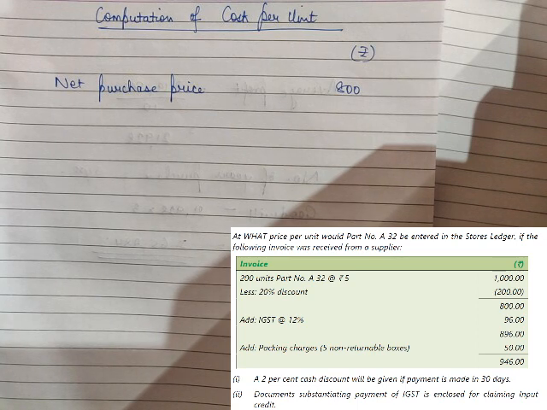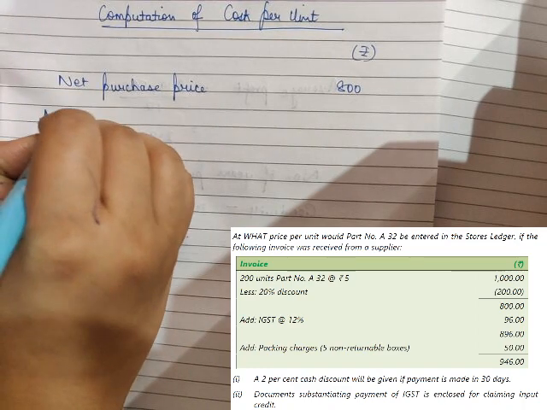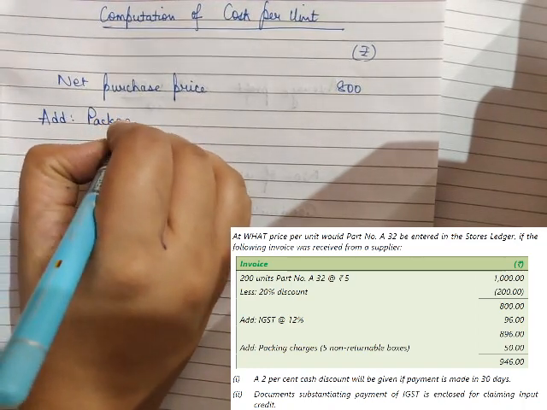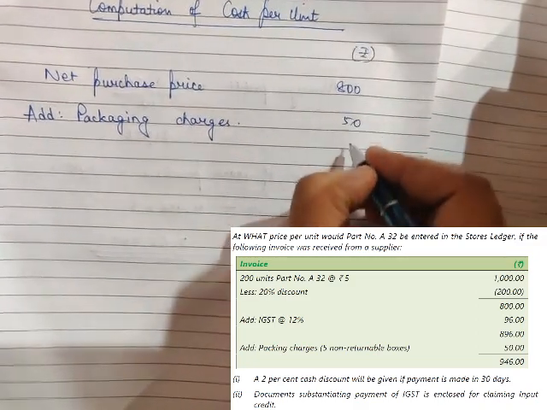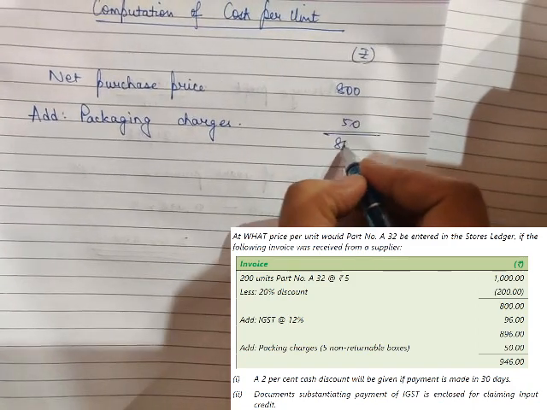The next is the packaging charges. Now these are non-returnable boxes. We had seen in our last video that if it is a returnable container, then we do not include it in the purchase price because we get a refund of that amount. In this case, since it is non-returnable and it is directly attributable to the purchase process, we are going to include it in our purchase cost. Therefore, add packaging charges of 50 rupees, we get 850.